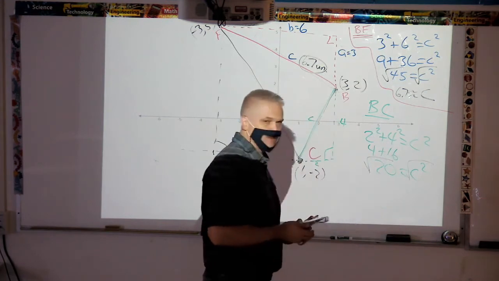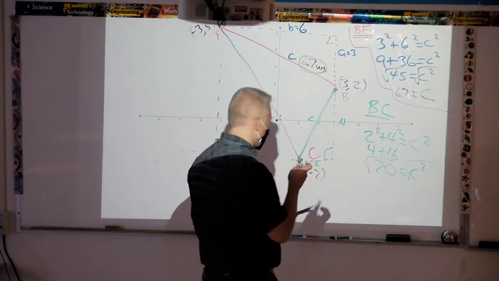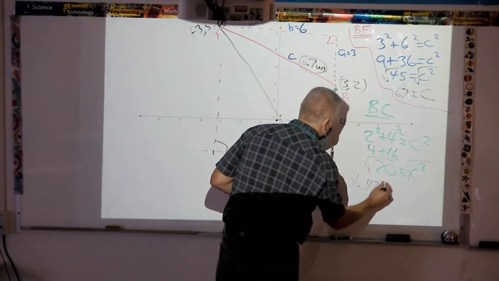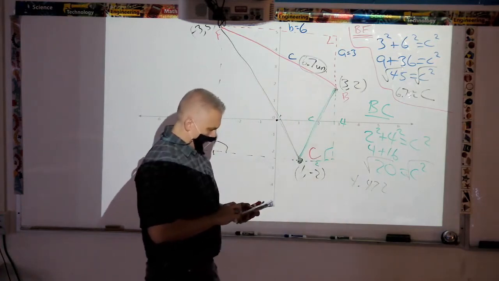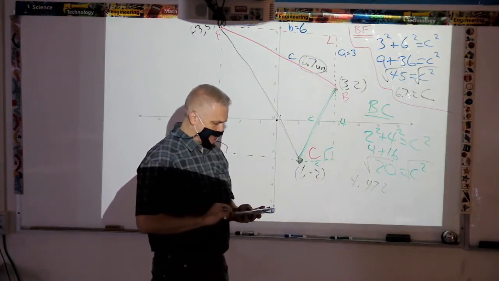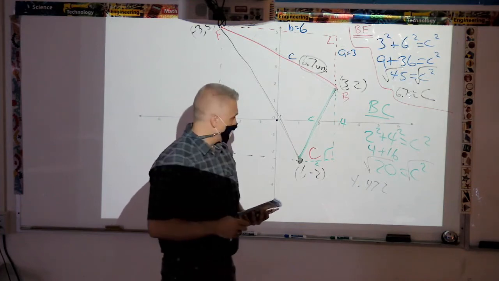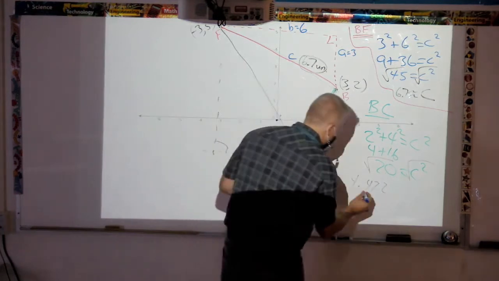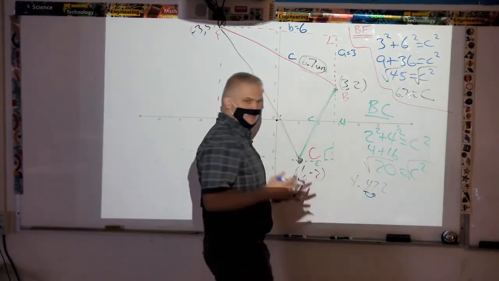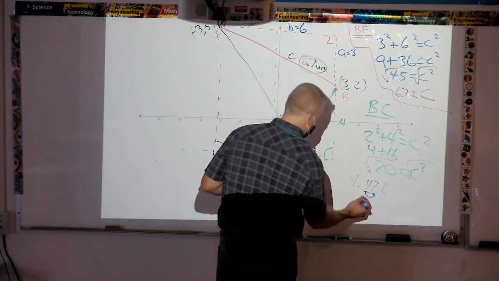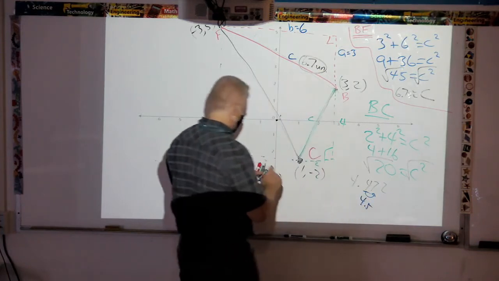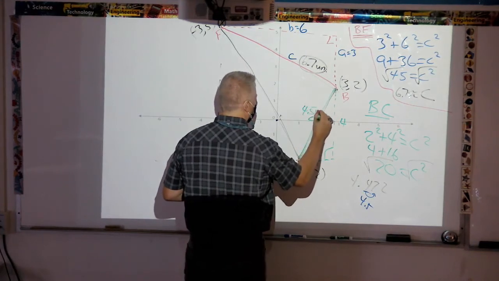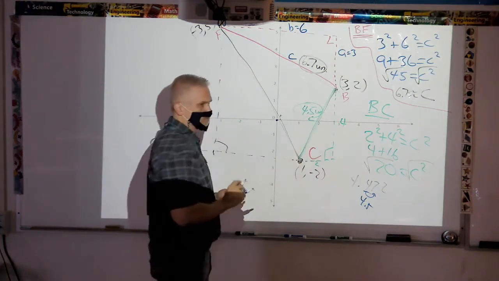4.472. Okay? So let's talk rounding for just a quick second. If I want to round that to the nearest tenth, what do we have? 4.5, because the digit after the tenth place is bigger than a 4. So 4.5. Okay. So this C here is 4.5 units long.